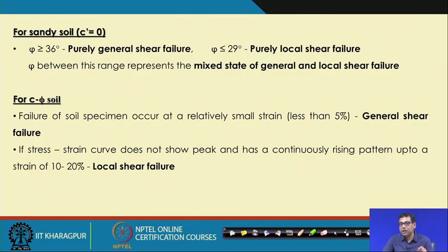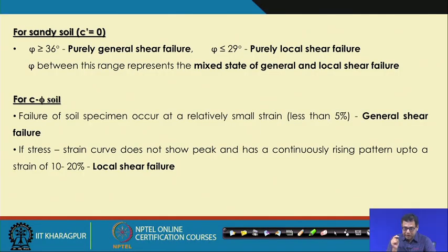Now, if the soil is a C phi soil, then even if the phi value is less than or equal to 29 degrees, there is no guarantee that the local shear failure will always occur, because this is not only sand, some cohesion is there. So, we cannot easily say that it will be local shear failure if it is less than 29 degrees. Because of the cohesion, there may be a general shear failure also. Then how will we identify whether there will be a local shear failure or a general shear failure? In such a case, you have to take the load settlement curve.